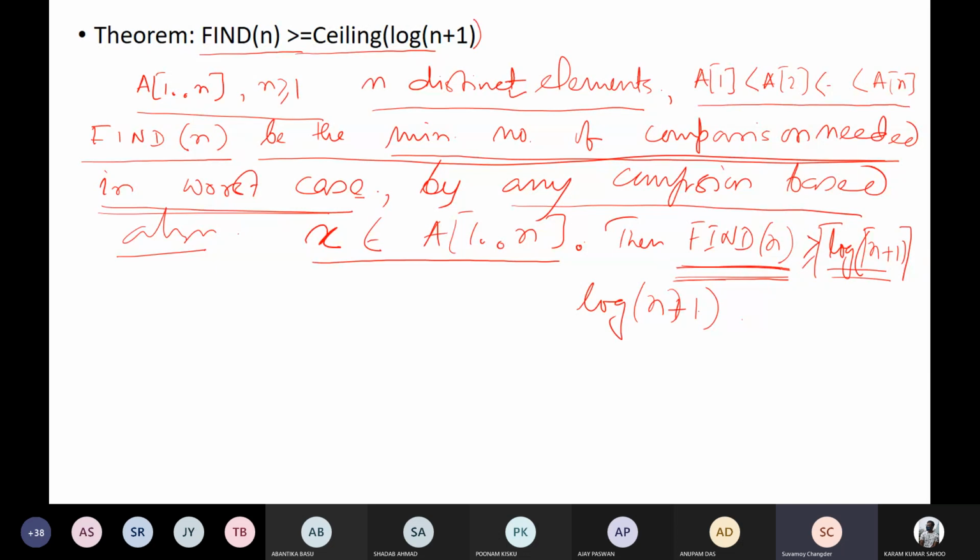Now we have to recapitulate some of your data structure theory. I don't know, most probably you have studied this.